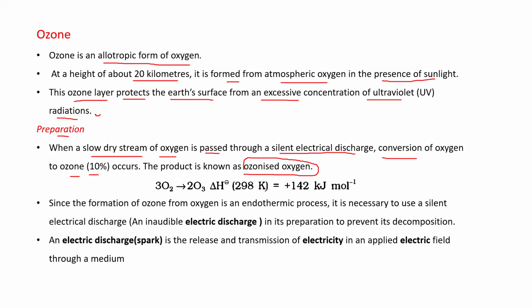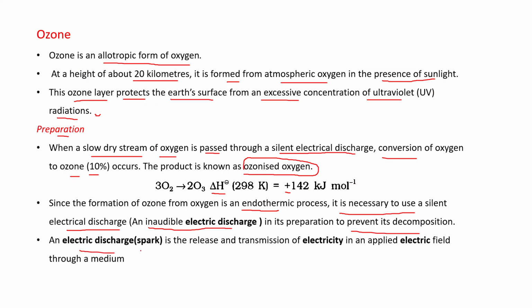Again, you can see in this formation, delta H is positive, which means this is an endothermic process. That's why it is necessary to use a silent electrical discharge. We can say that an electrical discharge is actually a spark, so we have to produce less spark. Otherwise, the ozone will decompose to give O2, so to prevent its decomposition we use a silent discharge.